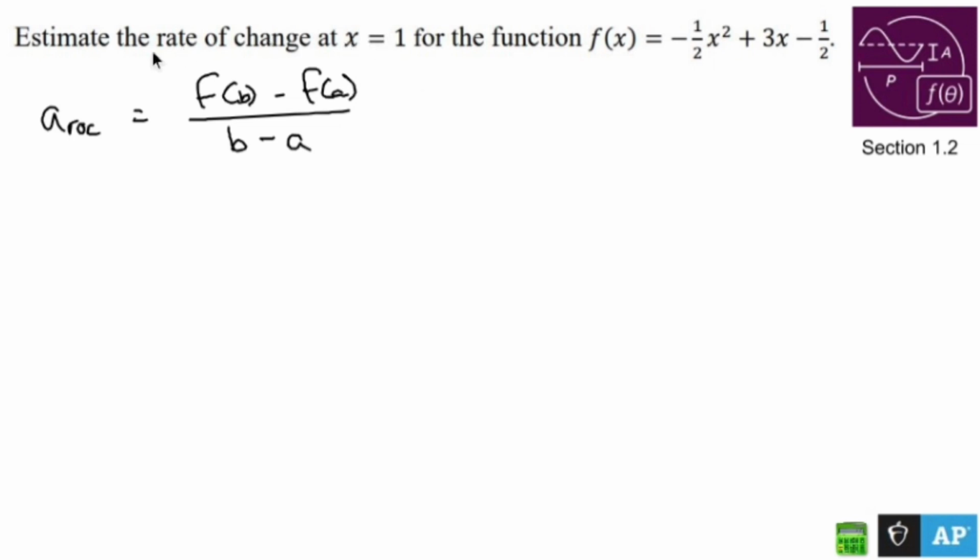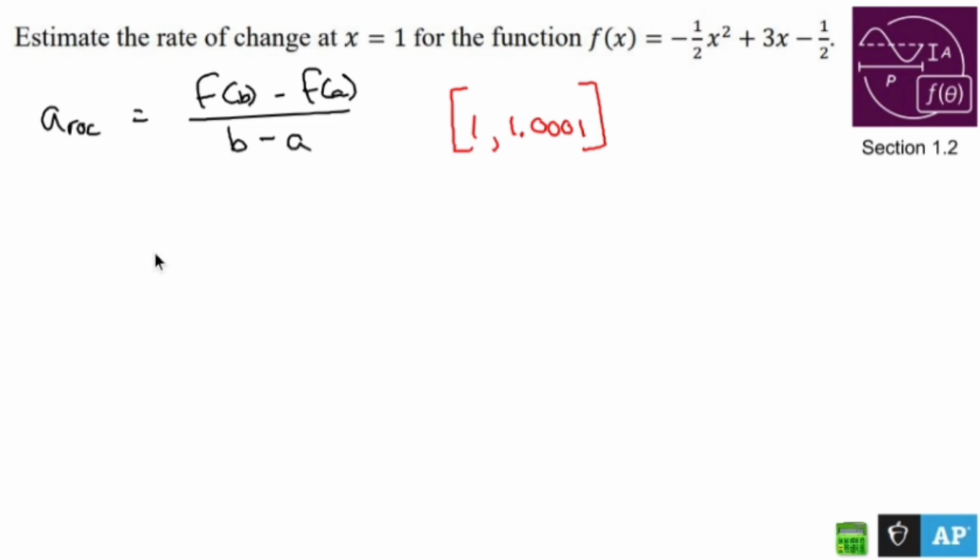See, we don't know the exact rate of change at 1, but what we could do is we can allow an interval that's awfully close to 1. Like, how about 1 and 1.0001? See, that's not going to give us the actual exact rate of change at 1, but it's going to give us the average between 1 and 1.0001, which last time I checked, 1 and 1.0001 is awfully close to each other. So that's how we're going to handle this.